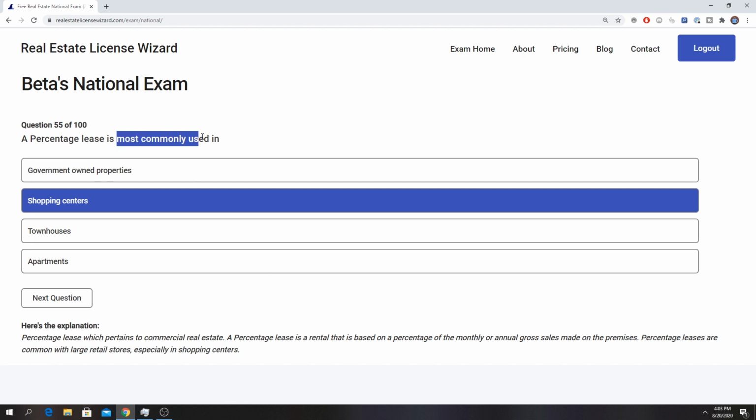So most commonly used, as I was mentioning in the other video, you guys got to read the full question, the full sentence, whatever it is, and look at these words because it's not just saying, hey, choose one of the following as an example, or what could potentially be an example. No, it's what is the most commonly used. And it's always going to be shopping centers, retail stores, things like that. As of right now, that's where percentage leases come in, probably 95 or 98% of the time. So keep that in mind.